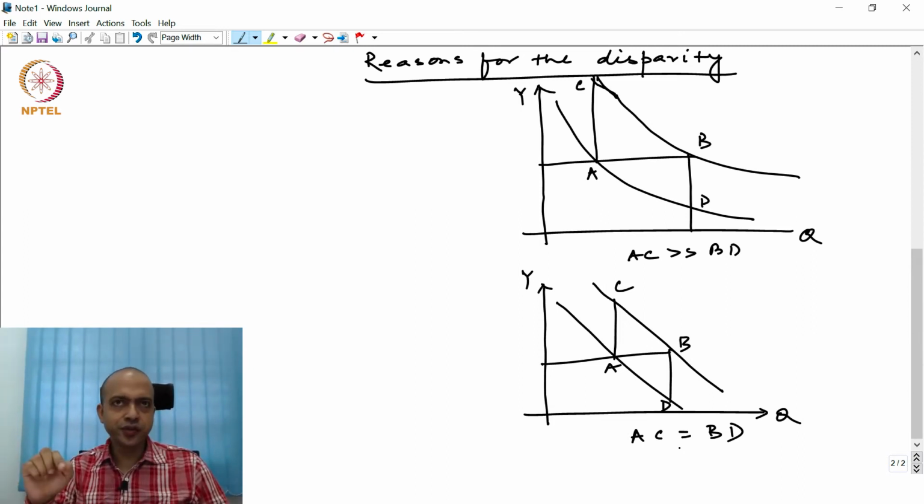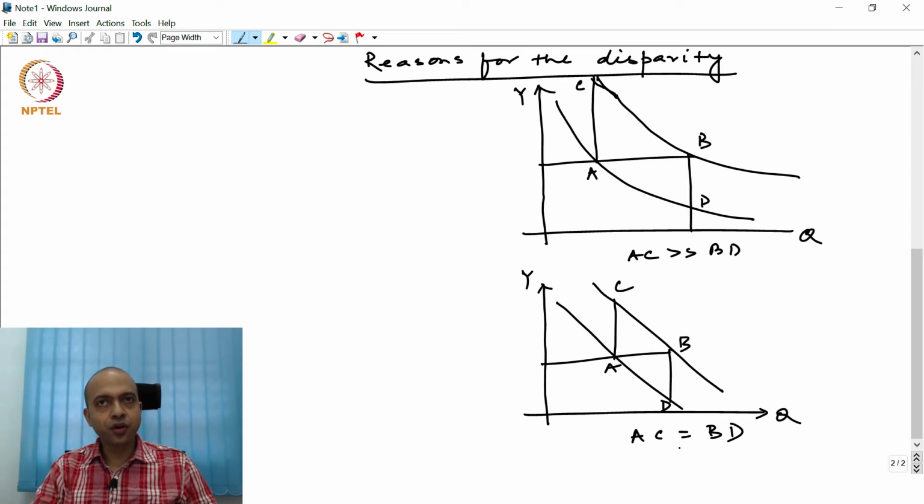What is the meaning of this indifference curve when it is convex to the origin? When the indifference curves are convex to the origin, what does basically the slope of the indifference curve indicate? If you recall, slope of the indifference curve indicates the marginal rate of substitution between the two commodities, MRS of Q for Y. And since the indifference curves are convex to the origin, this MRS is actually not constant along the IC. So MRS is actually getting higher and higher if you go down the indifference curve.